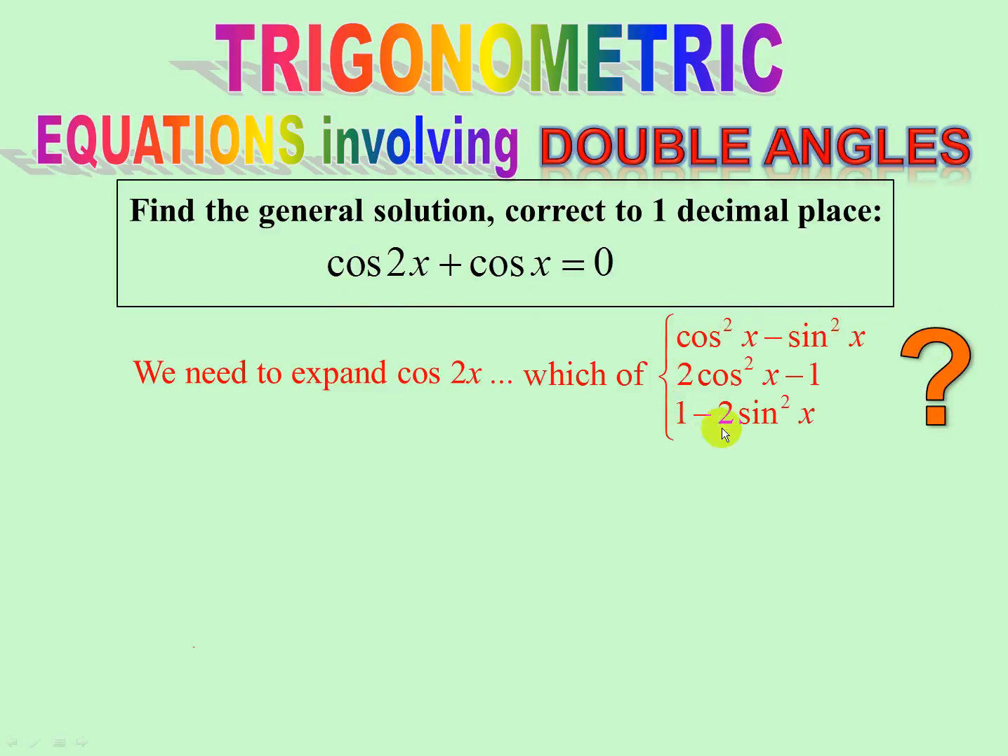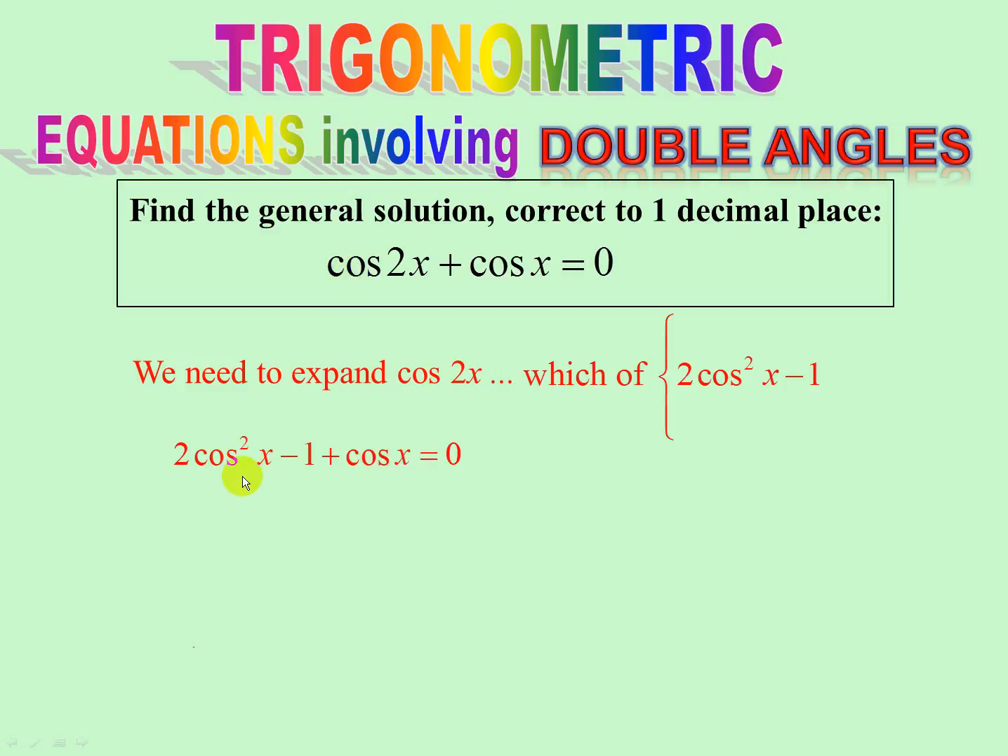Remember that there are three options open to you for cos 2x. Now we need to decide which one. Well, cos squared minus sine squared is going to be no good with cos, nor is sine squared going to be any good for you with cos. So therefore we know we have to use the middle one. So we are going to take that 2 cos squared x, we're going to put it in place of the cos 2x, and we end up with this here.